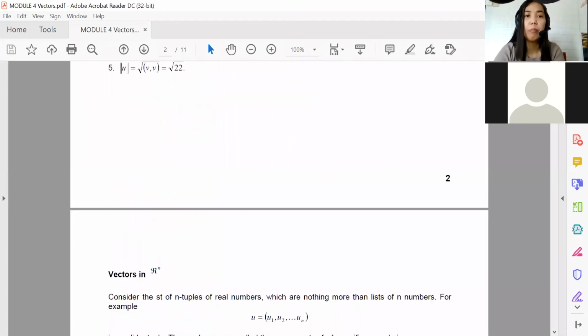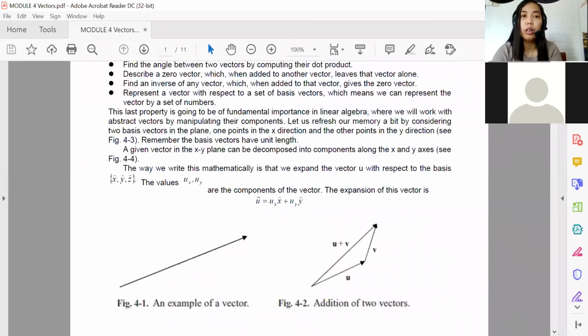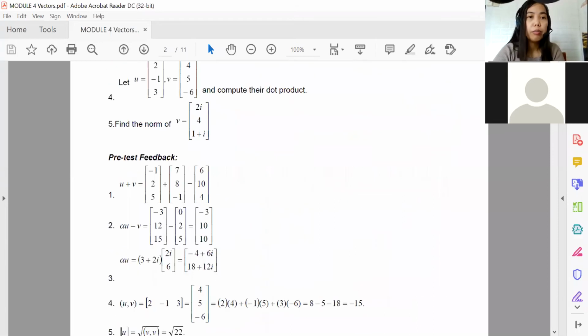I'm not sure, I think I haven't shown that figure. Anyway, the way we write this mathematically is that we expand the vector u with respect to the basis. We're going to discuss basis under vector space. That's another topic, so we will give it attention there. So we'll proceed to the next.